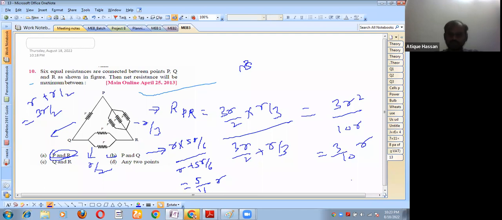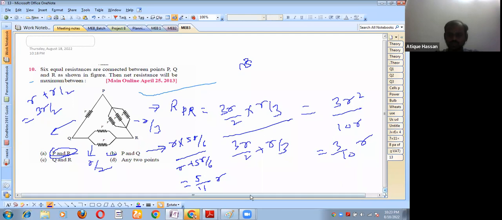So this is more than 0.4, more than 0.4, right? And this is 0.3 R. So obviously A cannot be correct, and this is also not correct. We are getting different points. So A and D are not correct.